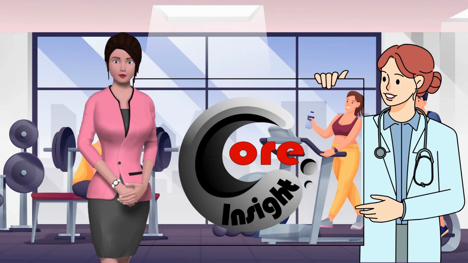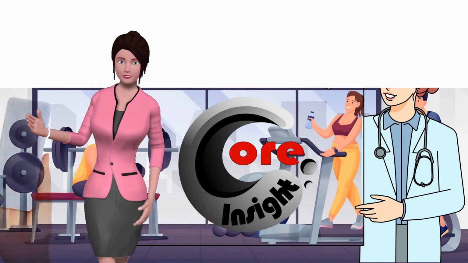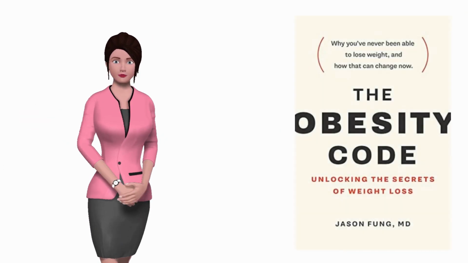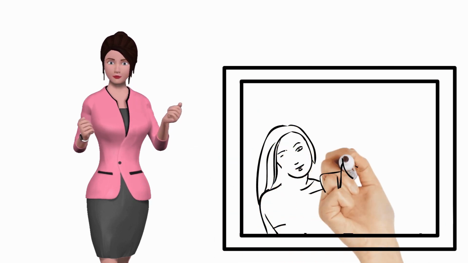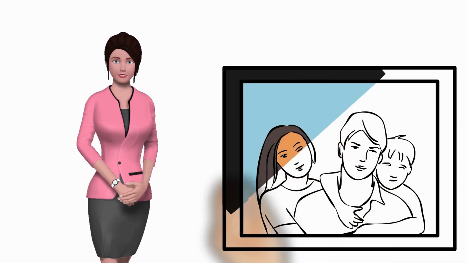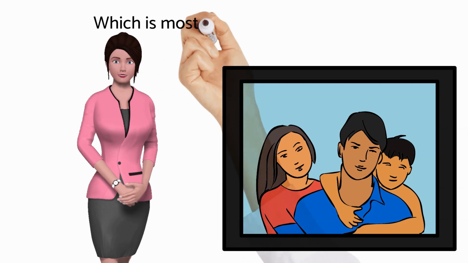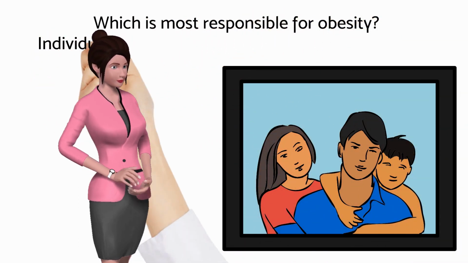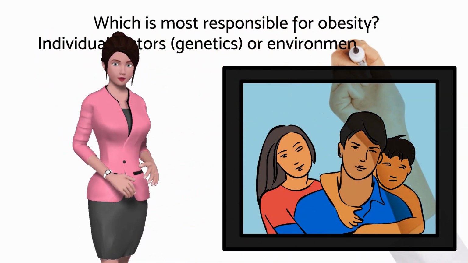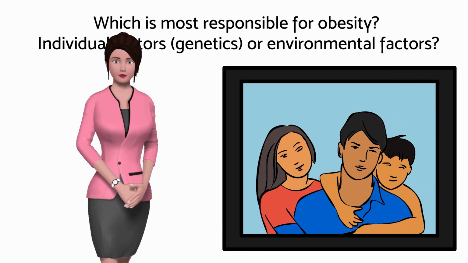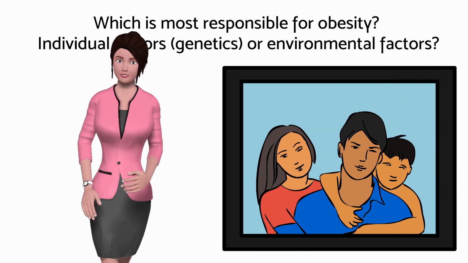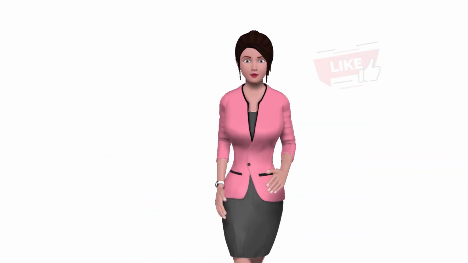The material in this video is sourced from the book, Obesity Code, by Dr. Jason Fung. One of the best books ever written on the subject of health. In this video, you will find the answer to the question, which is most responsible for obesity? Individual factors, genetics, or environmental factors? Watch this video until the end if you are curious. Let's get started.